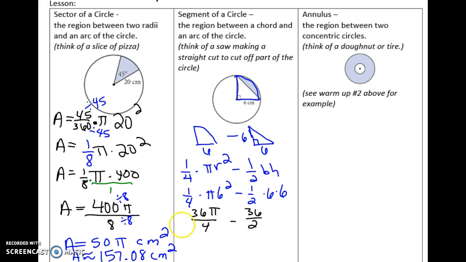Okay, 36 pi over 4 we can simplify. 36 divided by 4 would be 9. So your area is 9 pi minus 36 over 2, 9 pi minus 18, and then if we wanted to label that, we'd say square centimeters. And if you did that on a calculator, 9 pi minus 18, you would get approximately 10.27 square centimeters. All right, the annulus is just like the one we did up above, problem number 2 there. All right, let's flip it over.